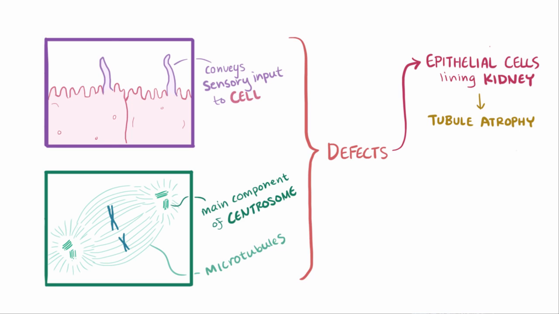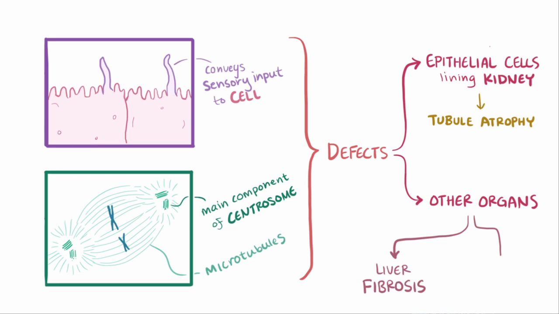Primary cilia and other parts of the body rely on these proteins too, which explains why other organ systems can be affected by nephronophthisis. For example, it can cause liver fibrosis or situs inversus, where the major visceral organs are reversed from their normal positions.